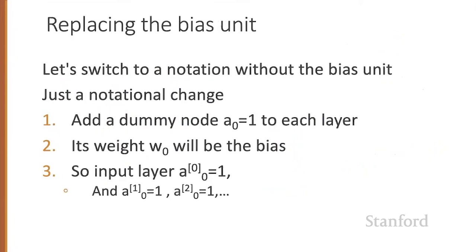In describing networks, we'll often use a slightly simplified notation that represents exactly the same function, but without referring to an explicit bias node b. We'll do this instead by adding a dummy node a sub 0 to each layer whose value will always be 1. Thus, layer 0, the input layer, will have a dummy node a sub 0 super 0, with value 1. Layer 1 will have a sub 0 super 1, with value of 1, and so on. And the weight associated with this dummy node represents the bias value b.